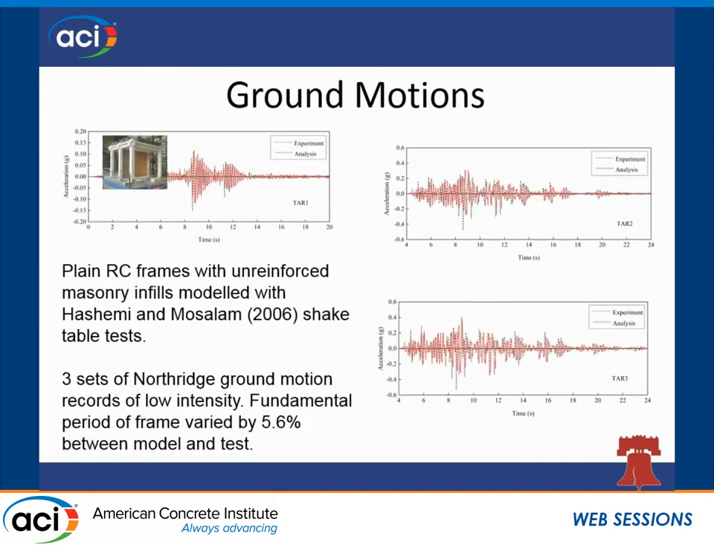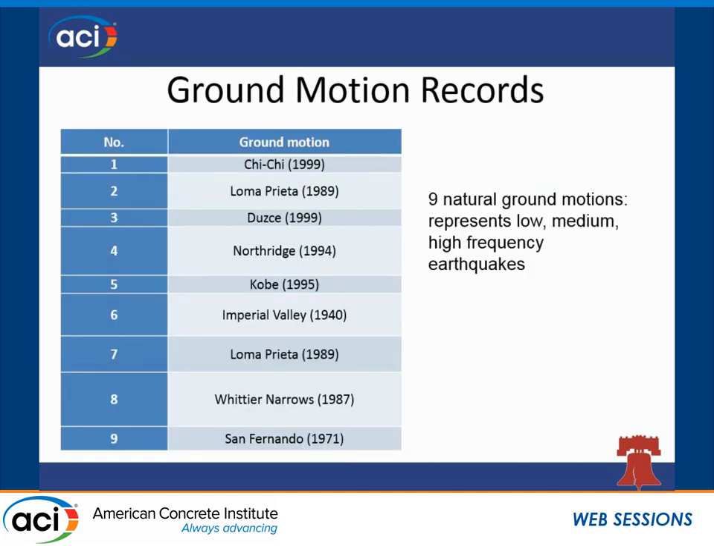Okay, so to test out the modelling technique, we modelled a frame that was reported in this publication by Hashemi and Mosalam in 2006 and under three different ground motions. And we found a reasonably close and an acceptable correlation between our model and these test results. And there was a variation of the fundamental period of only about 5%. So with that confidence in the modelling, we went on to look at our particular study. So we've modelled 9 different ground motions from very well known and well documented and accessible data from these 9 earthquakes. Now, these ground motions can be roughly divided into 3 main categories of low, medium, and high-frequency earthquakes. So we've distinguished the effect of these intensity earthquakes as well.